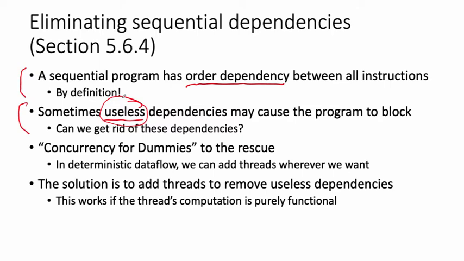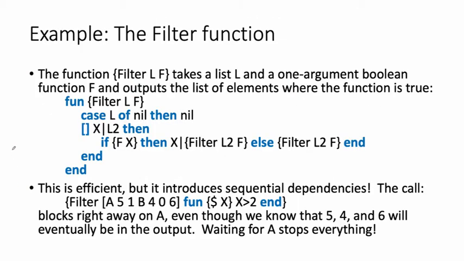Now we can add new threads, and we can remove dependencies. So we can use what's called concurrency for dummies, to remove some of these dependencies. Now this doesn't always work. And we will need a port to collect the results.